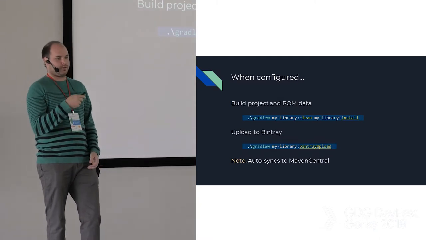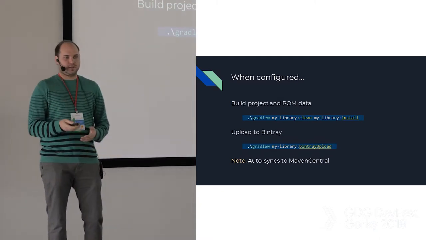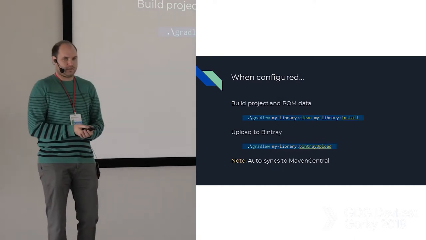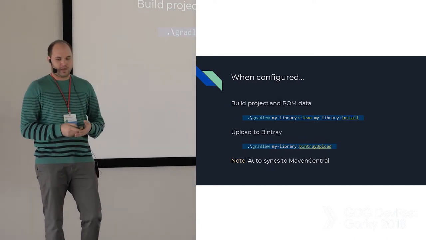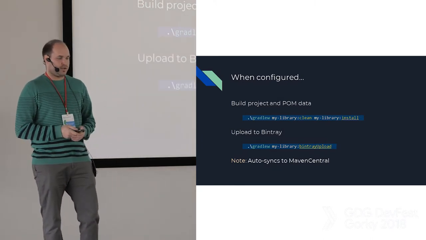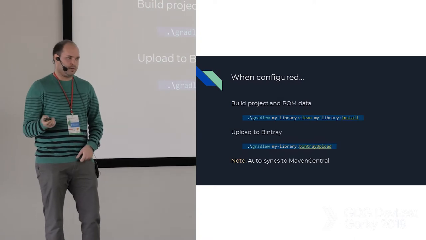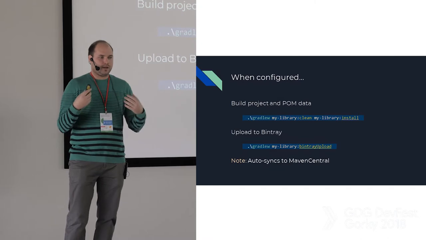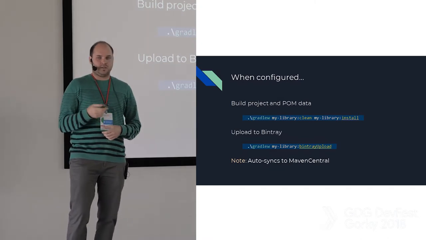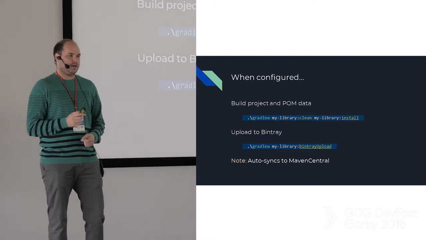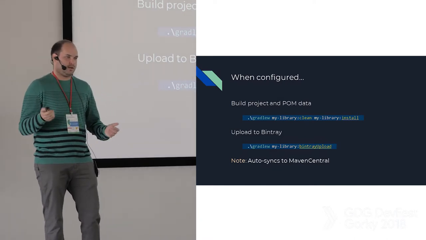Install is actually coming from one of these plugins. It builds the library, generates the POM, generates all the data, generates documentation, packages everything in a place where the uploader can use it, and then you run bintray upload. So once you configure your project, every time you want to publish a new version, it's just one line of change, which is the version number. And you run these two tasks, and that's it.